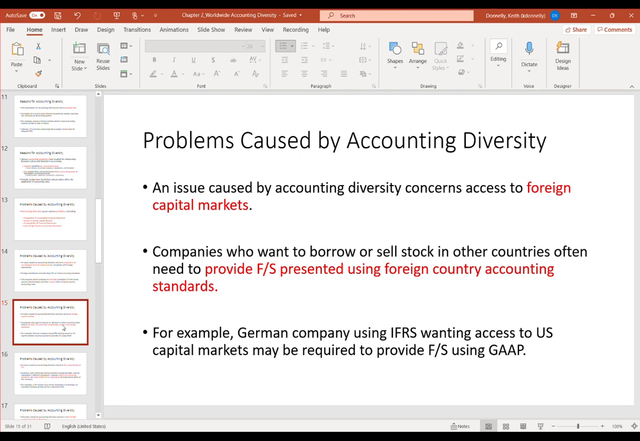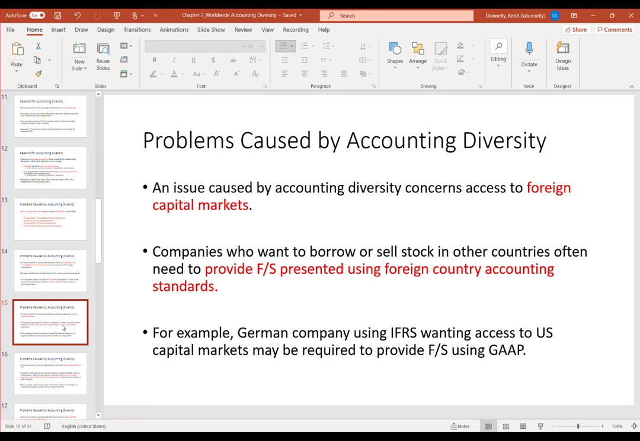Second idea here is foreign capital markets. So, hey, we're a US company. We want to be listed on the stock exchange over in Europe. We can't just use our US financial statements. They're all IFRS over there. So what do we have to do here, right? This can cause problems if we're trying to get into these foreign capital markets.